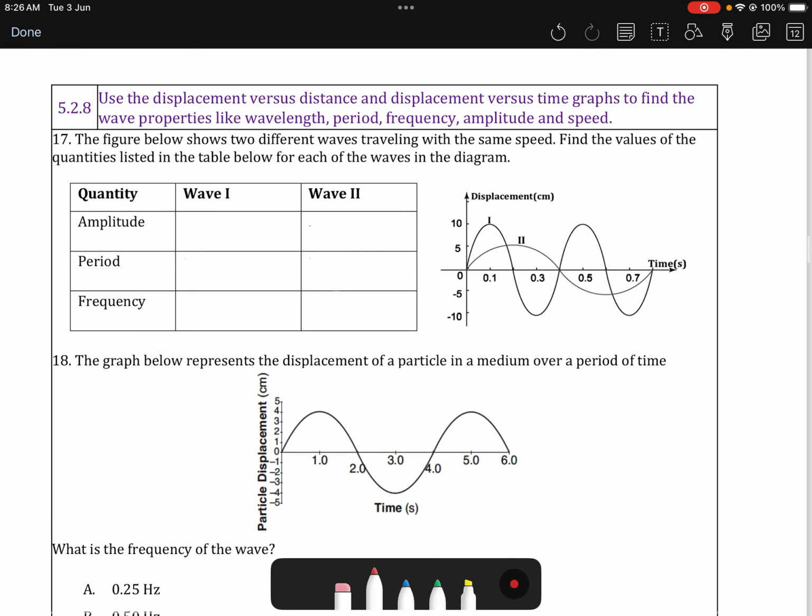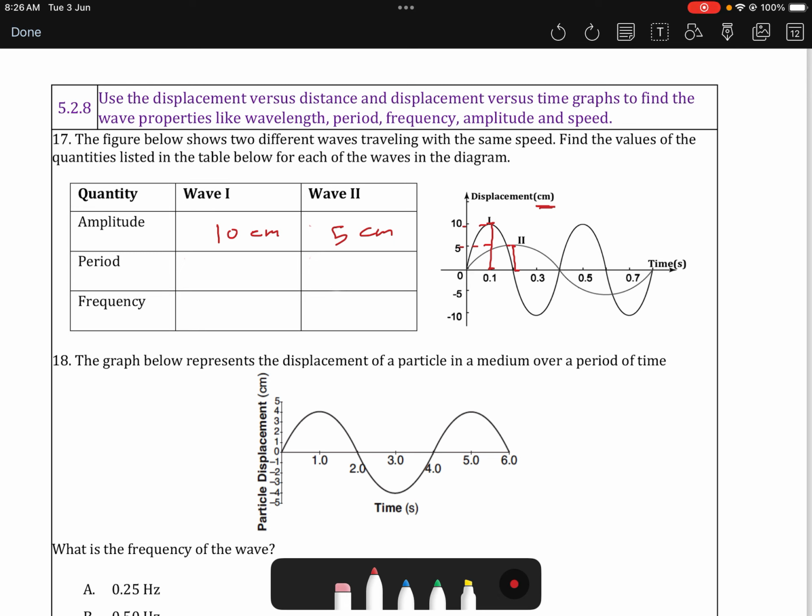What is the amplitude of wave 1? What is the amplitude of wave 2? Actually, this is the amplitude of wave 1, which is 10, and the amplitude of wave 2 is 5. So 10 centimeters. Yes, it's centimeters. And 5 centimeters. Always look at the axis.